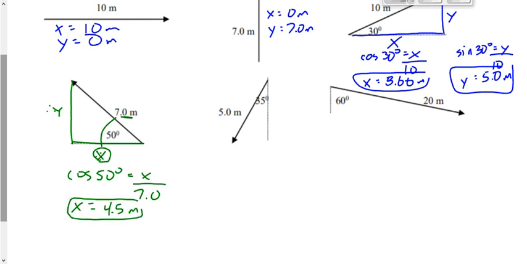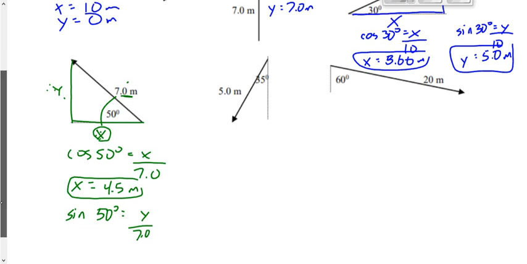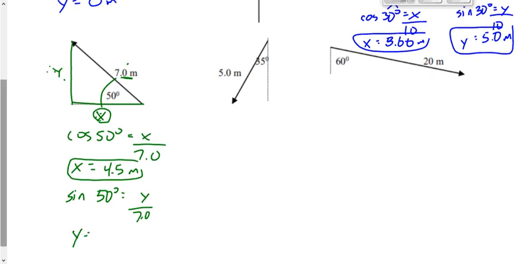Now, the y component is the opposite side, opposite hypotenuse, sine theta is equal to opposite over hypotenuse. The y component is 7 sine 50. And that gives me 5.36.